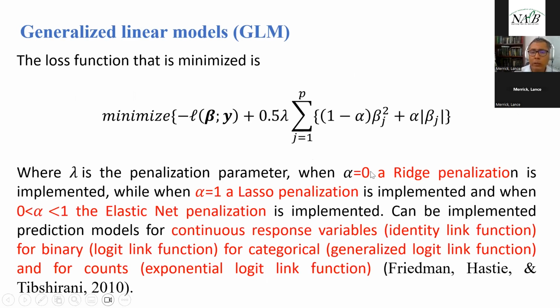When alpha is equal to 0, we can implement the ridge penalization or ridge regression. When alpha is equal to 1, we implement the lasso penalization or lasso regression. And when alpha is between 0 and 1, we implement the elastic net penalization. As I mentioned, for a continuous response variable it uses the identity link function. For binary or binomial, the logit link function, for categorical, the generalized logit link function, and for counts, the exponential link function using the Poisson model behind in the negative log likelihood.